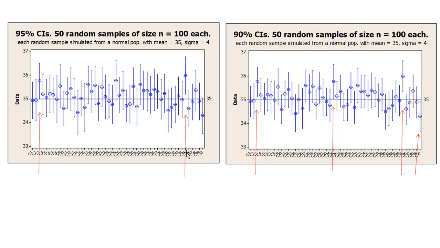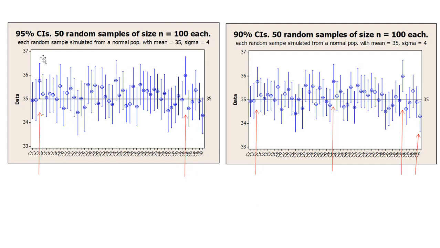orange arrow is pointing to a confidence interval that does not contain the population mean of 35. I guess that's not a winner. So most of these do. There is another confidence interval that does not contain 35, and it's all the way over here to the left side.